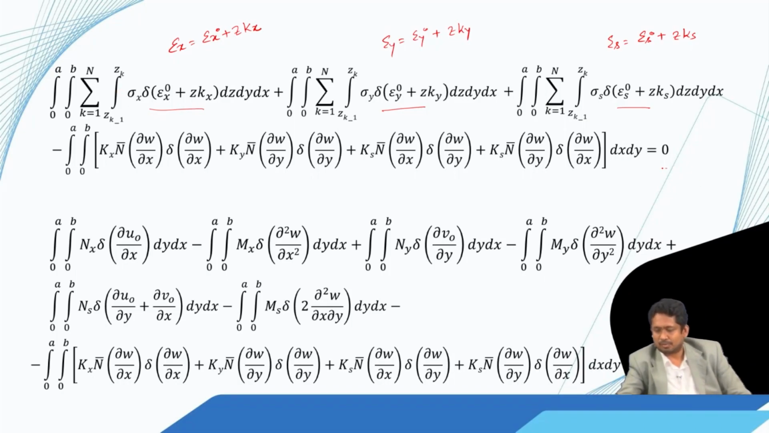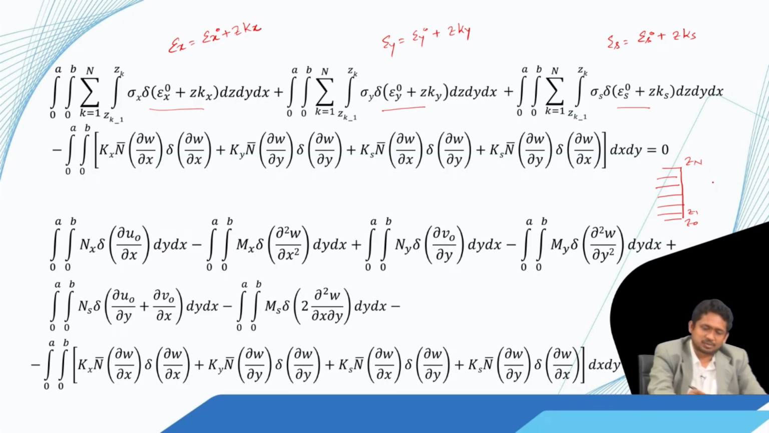Again, we have discussed before that in a composite laminate, this is Z0, this is Z1, and it goes on up to Zn. So, for the kth ply the range of the z coordinate is zk minus 1 to zk, and that is what we see here, and then we sum it up over all the plies. So, now everything is converted into a surface integral.